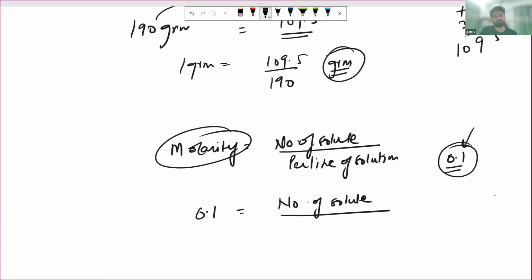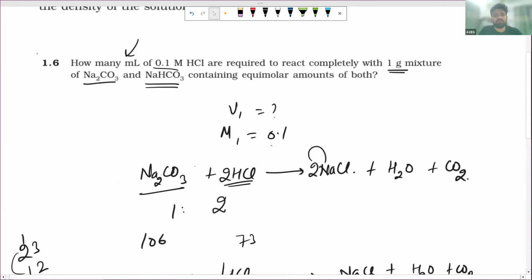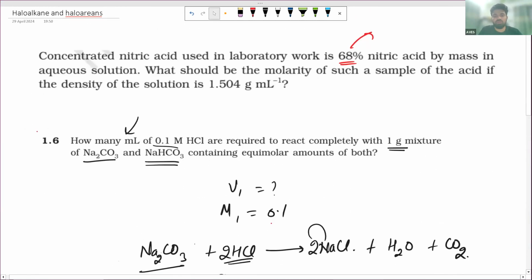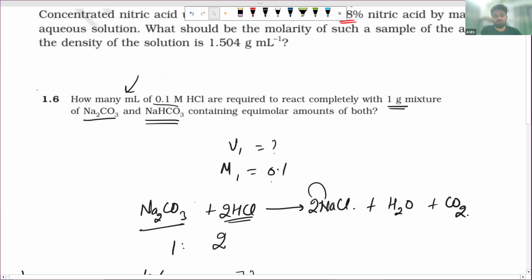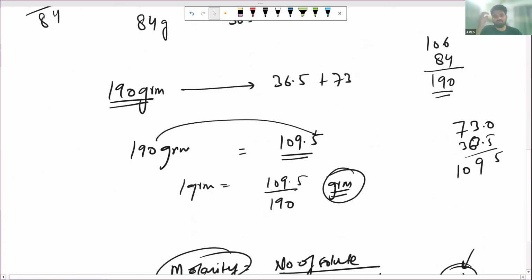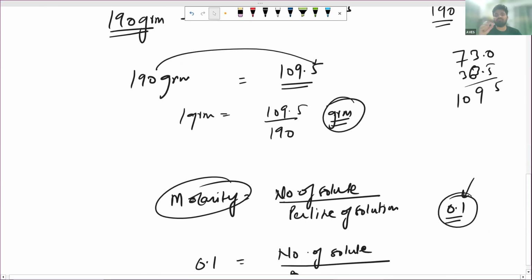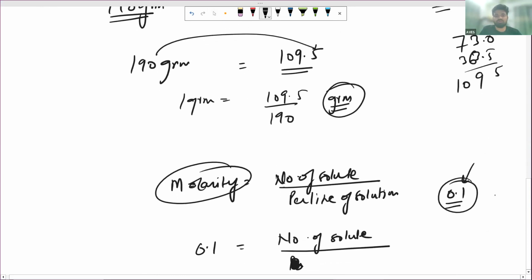You understood? Yes, sir. Okay. Now it is asking for the ml. So first you need to calculate the number of moles, and number of moles is given mass upon molar mass, and that is 0.01 mole. Here it is saying equimolar, so both are in equal amount. So you have to divide this one, that for every 1 liter of solution there is only 1 mole present. So that is for 1 gram.